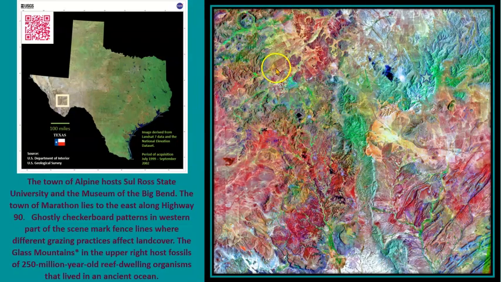The town of Alpine hosts Sul Ross State University and the Museum of the Big Bend, where this exhibit is on display during the first quarter of 2022. Again, we see the town of Marathon, which lies to the east along Highway 90. Ghostly checkerboard patterns mark fence lines where different grazing practices affect land cover.